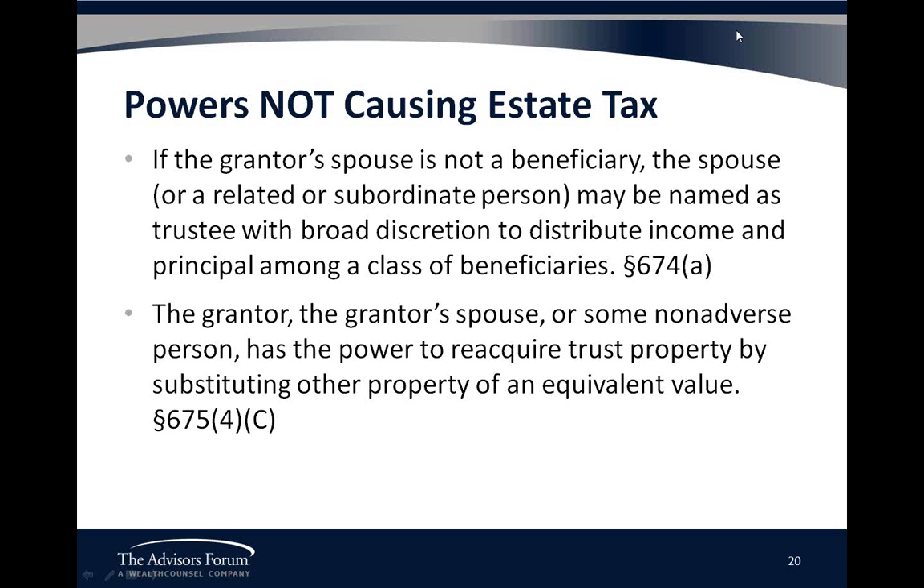So, and that is the grantor's spouse, or some other non-adverse person has the power to reacquire trust property by substituting other property of equivalent value. The word used in the statute is reacquire, which raises the question: if somebody who's not the grantor, somebody who didn't even put property into the trust, has the power to reacquire it, how can you reacquire something you didn't put in? The IRS doesn't seem to think that's a problem. There are other commentators, and they don't seem to think it's a problem. And like I said, we're going to spend some time on this power.